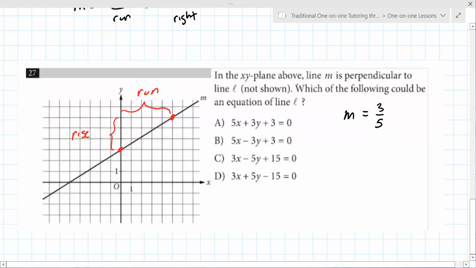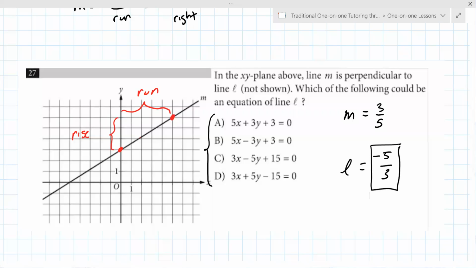Now, the line that we're asking about, it says in the XY plane above, which is really to the left, line M is perpendicular to L. So this is line M. L is perpendicular, so L has a slope that's perpendicular to this. What would that be? -5/3. So what I want you to do is decide which of these four answers has this slope in it. You want me to do the math right now? Yes, yes, please.